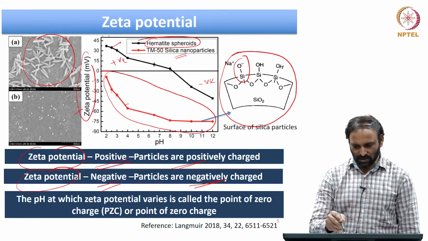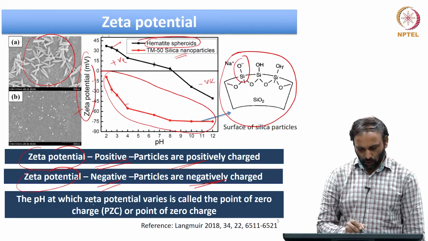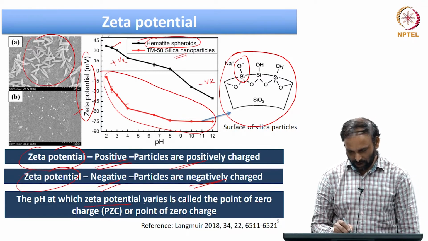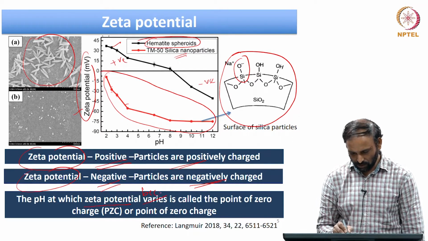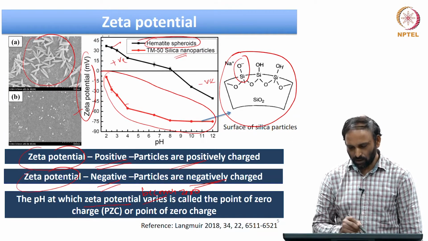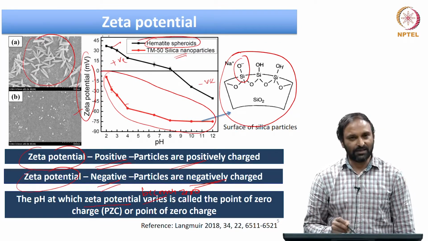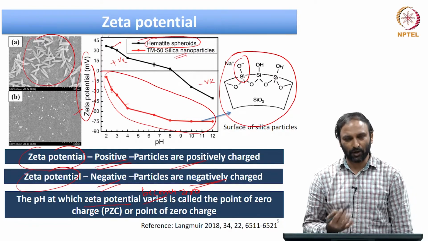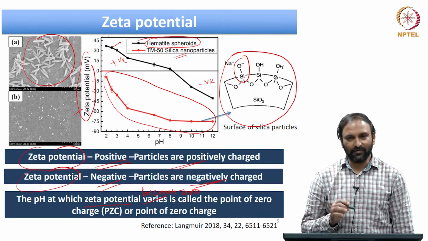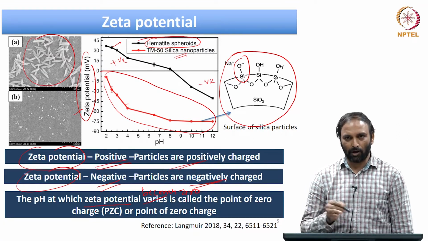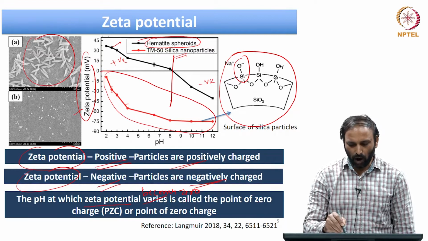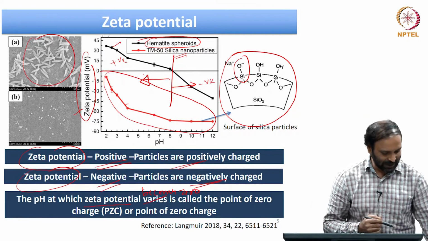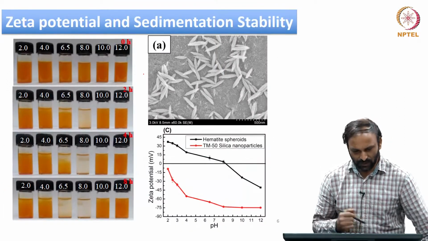So, in this particular case concerning the hematite particle, the pH at which the zeta potential becomes 0 is called the point of zero charge, and this is a useful quantity because whether a given dispersion of colloids is stable or not depends on how far you are from the isoelectric point. Okay. So, we will again look at some examples of this in the next few slides.